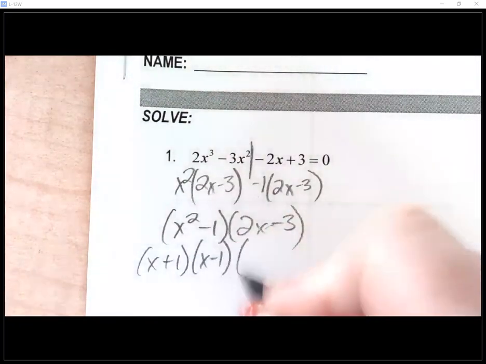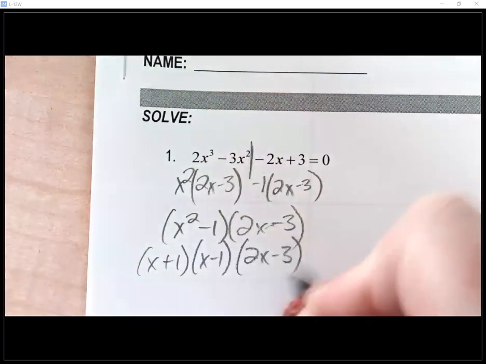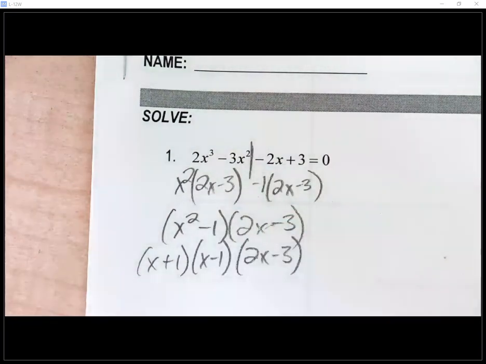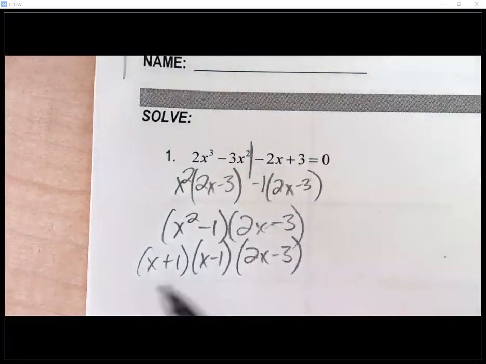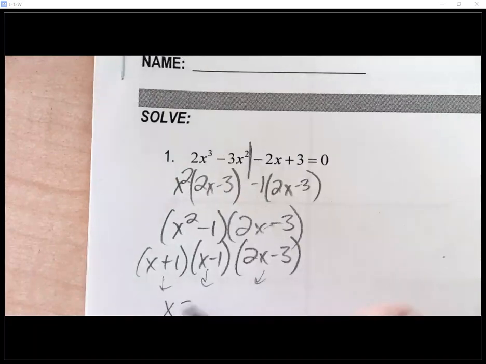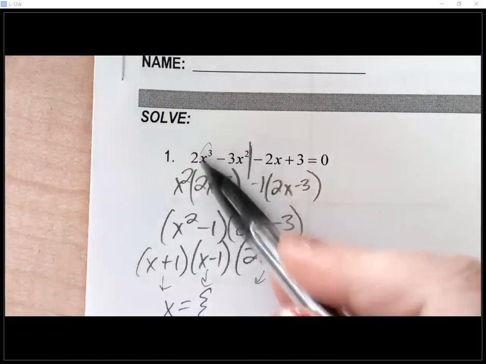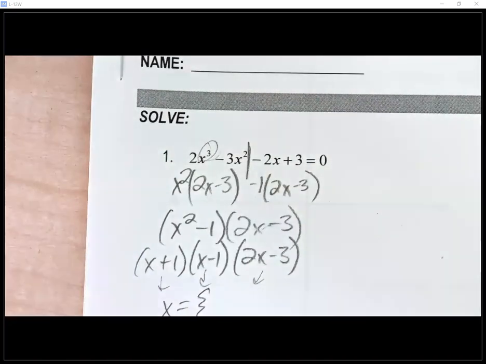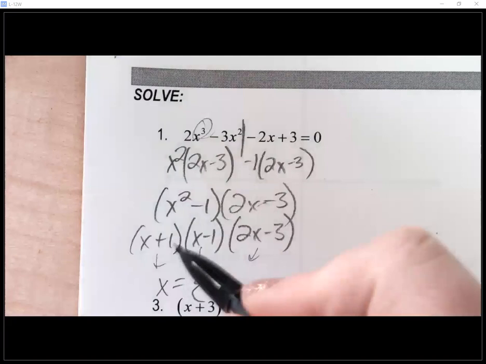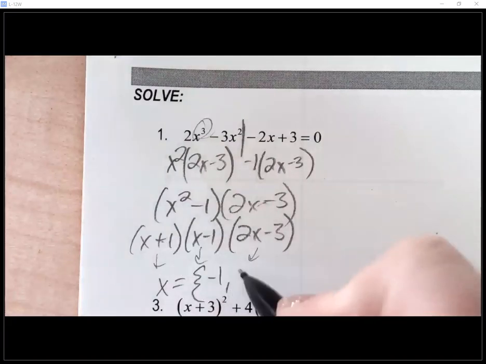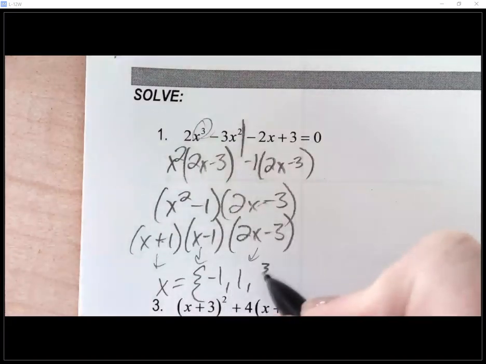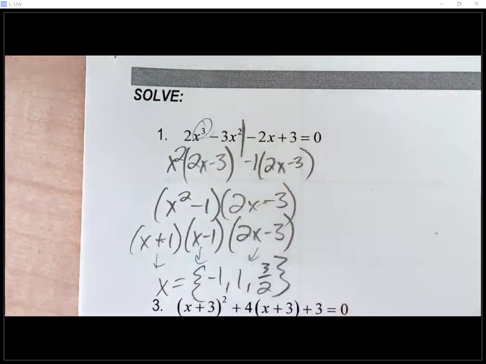So when your directions are to solve, you have to tell me what the answers are for x. If it was just factor, you would stop right here and you'd be done. But solving, that's when you set each of these equal to 0. How many answers should I be getting out? 3. You know that because that's the exponent, right? So there should be 3 answers. Looks like I get -1, +1, and that'll be 3/2. And there they are.